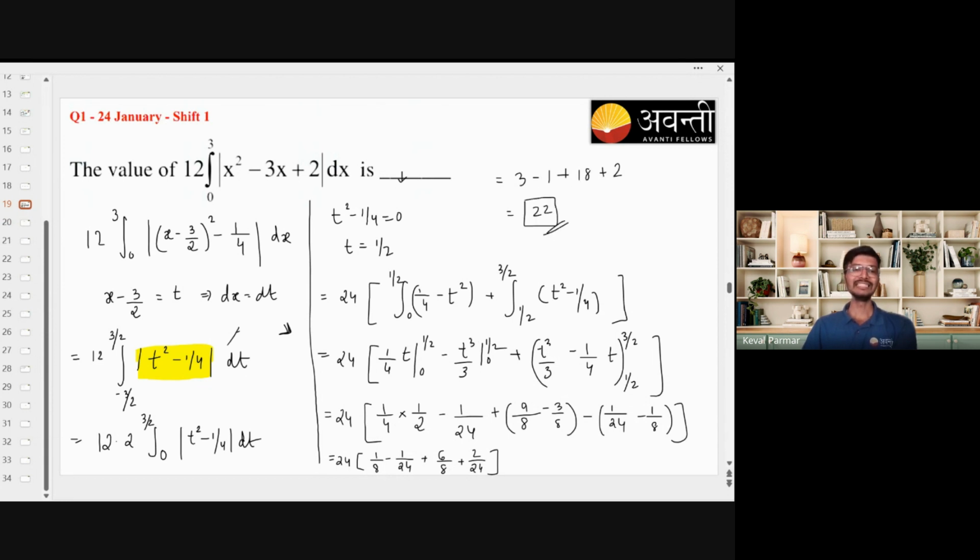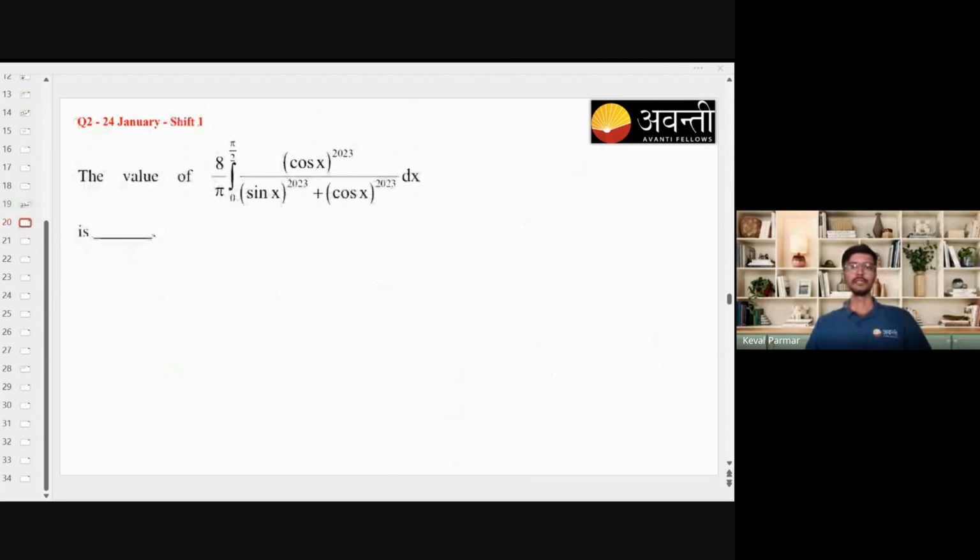It is an integer type question, so we have to leave it here. I hope it is clear. It is a nice and simple question, nothing much. Let's see what we have next here.